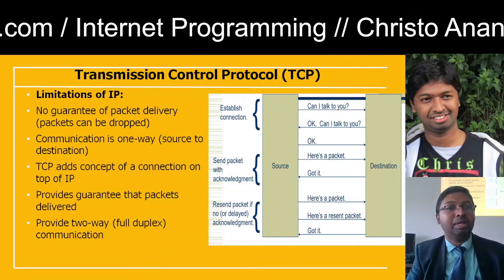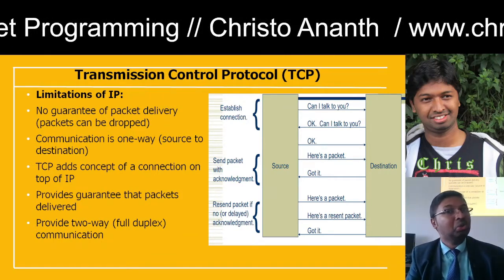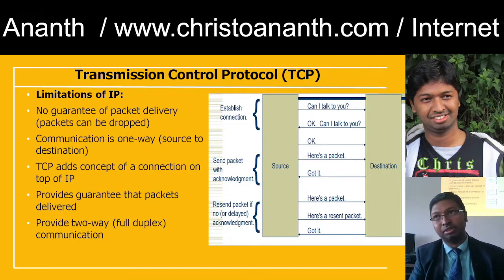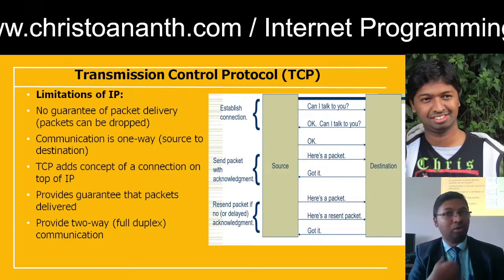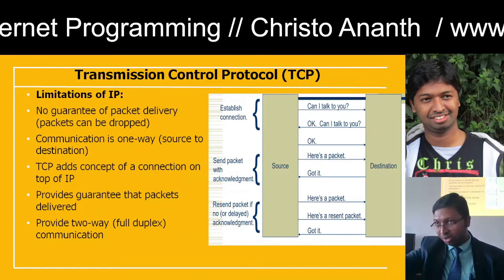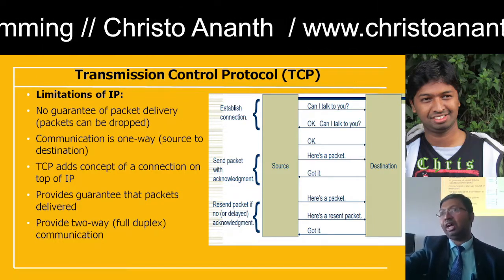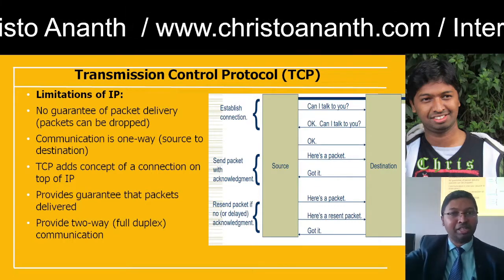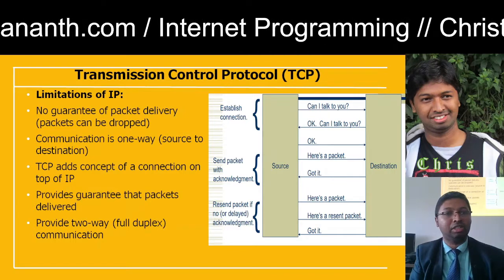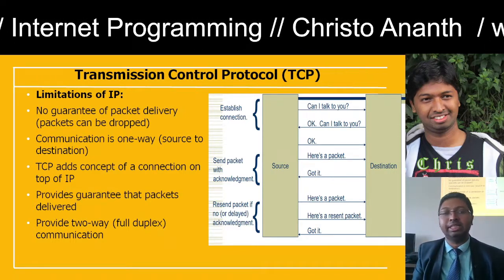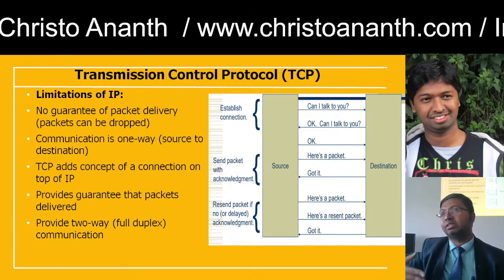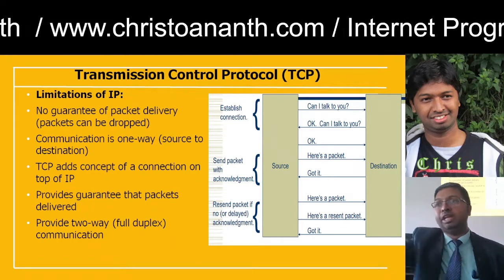But there are some limitations of IP. There is no guarantee of packet delivery, which means a packet can be dropped. And communication is one way, from source to destination, not from destination to source. So if you haven't received it, that's a problem. The packet may be dropped. TCP, Transmission Control Protocol, adds the concept of a connection on top of IP and provides a guarantee that the packets have been delivered. So it provides two-way full duplex, from here to there and from there to here.